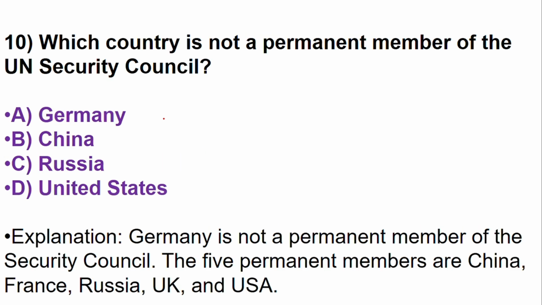Which country is not a permanent member of the UN Security Council? In the following, it is Germany, because I have discussed the 5 permanent members of the Security Council.